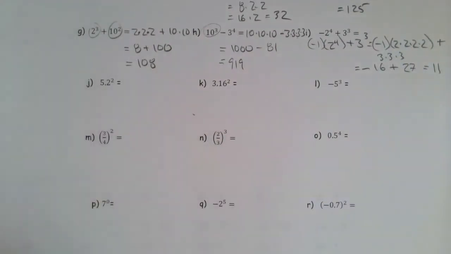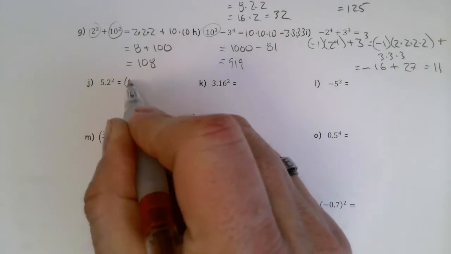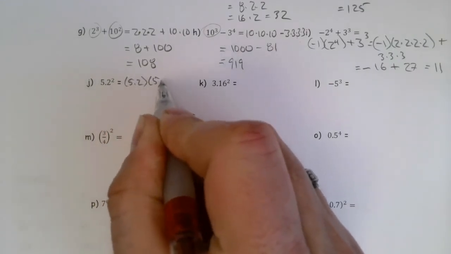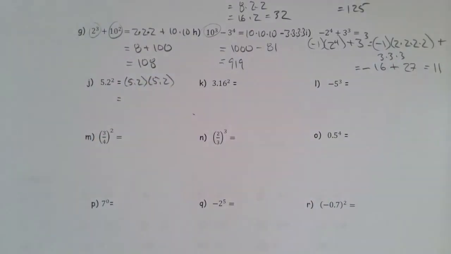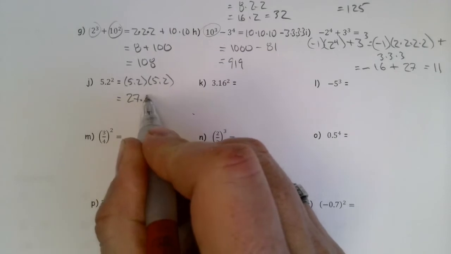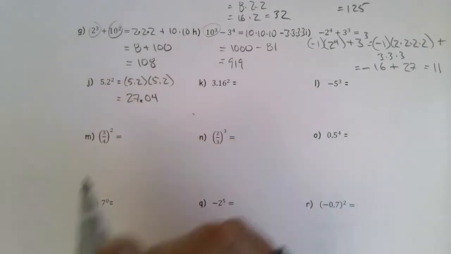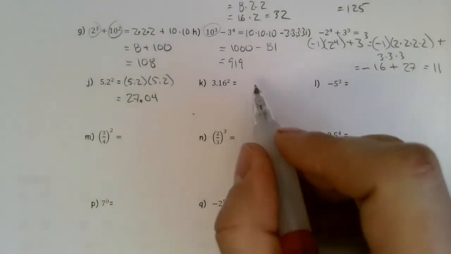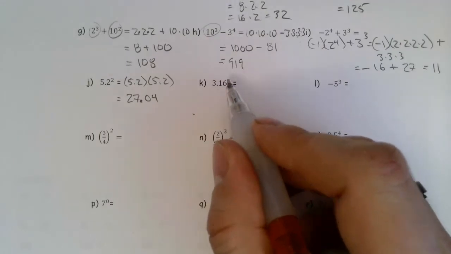Now here, and this is just to illustrate that it doesn't really matter what the base is. This can be 5.2. So this notation simply means it's going to be 5.2 multiplied by 5.2. And so now I'm just going to multiply those out on my calculator, and I'll get 27.04. Just like here, 3.16 to the power of 2.